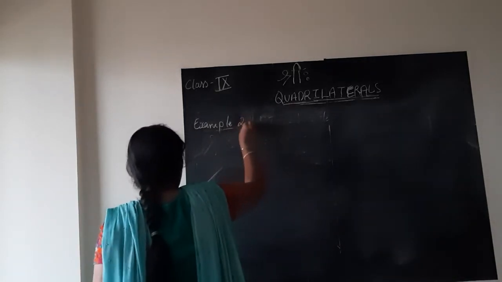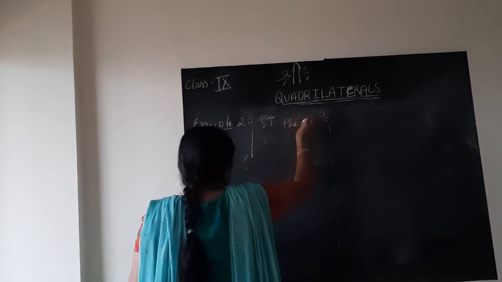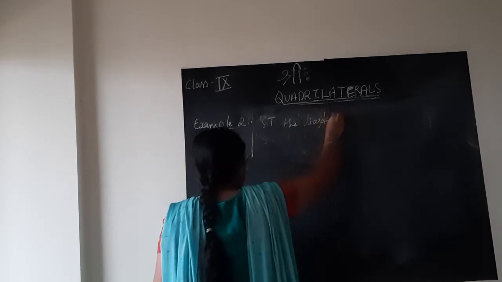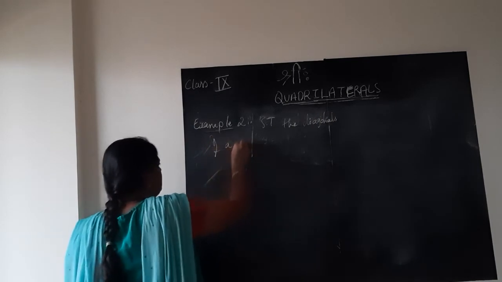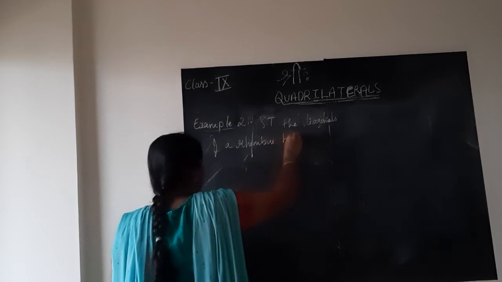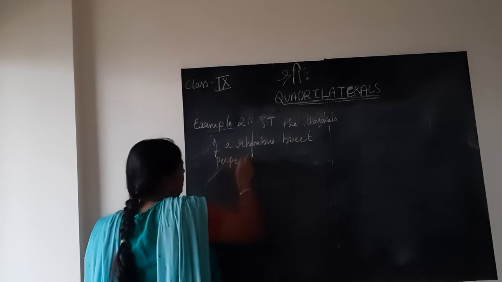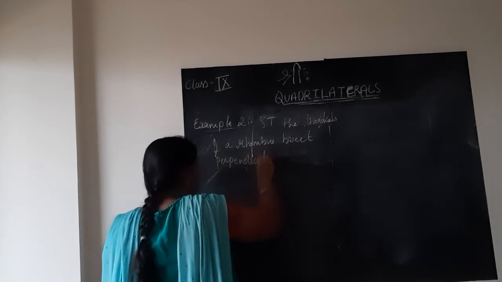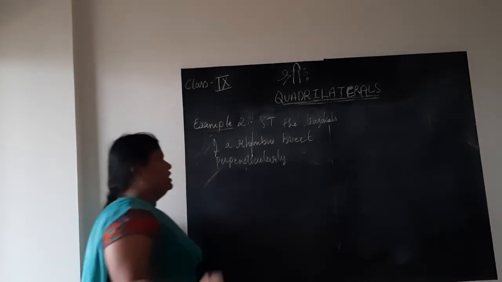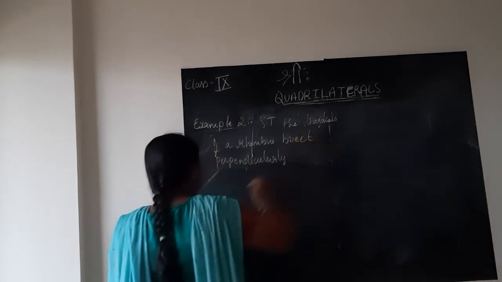How do you prove that? Example 2 is, show that the diagonals of a rhombus bisect perpendicularly. Children, I will repeat, you should show that they make 90 degrees when they bisect perpendicularly. Hope you can understand it.